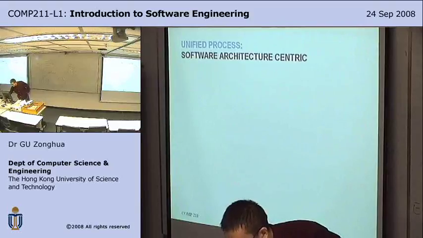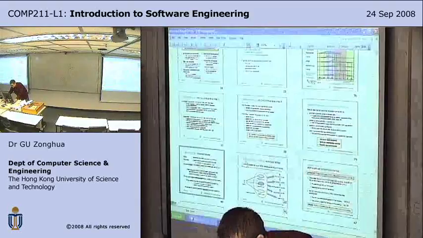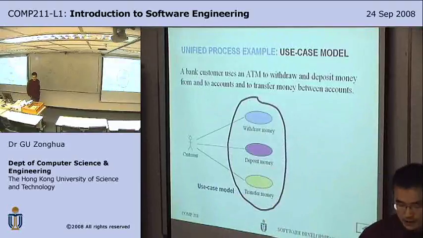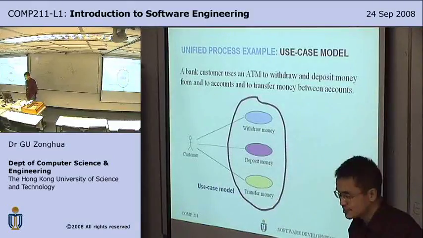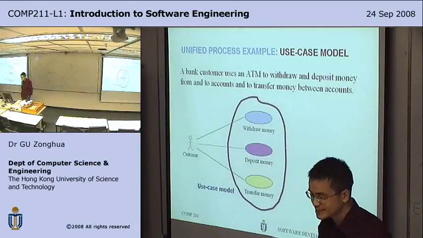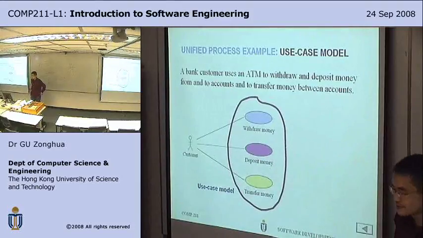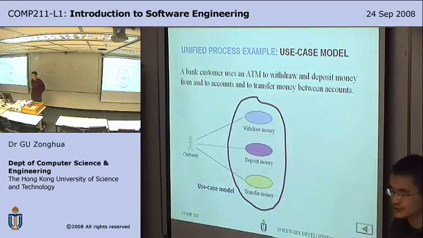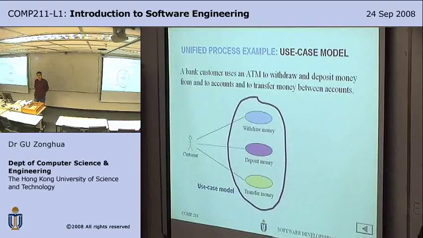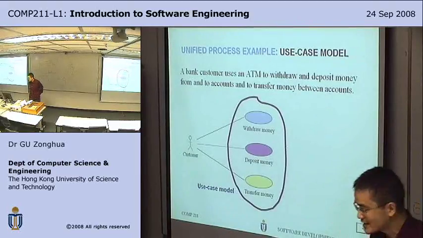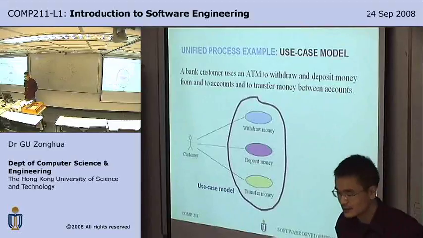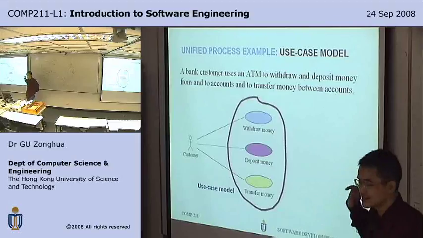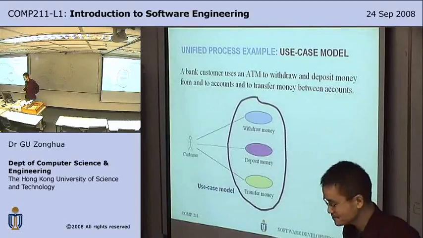Here's one example use case model for an ATM machine. A bank customer uses the ATM machine to withdraw and deposit money from and to accounts and to transfer money between accounts. So we can identify three use cases here: withdraw money, deposit money, and transfer money, right? That is the whole use case model consisting of three use cases.